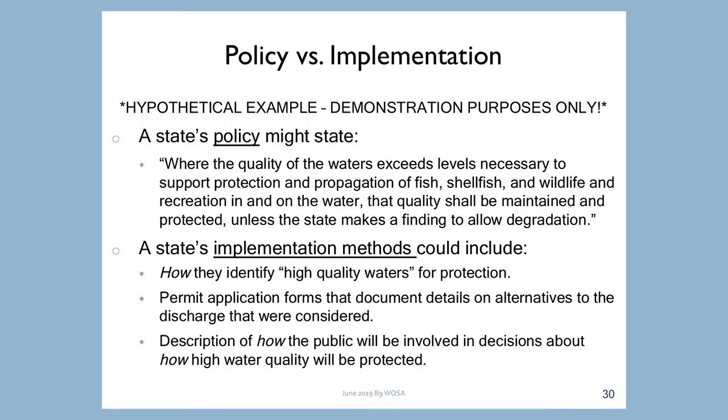Okay, policy versus implementation. Your policy would basically repeat, right here, the Tier 2 idea, but the implementation methods would talk about how you identify high quality waters. It would talk about what kind of permit application forms would be used to document your alternatives analysis. It would describe how the public is going to be involved and how the high quality water will be protected. So really, the policy is about your what. It's about your baseline. What is it that you're trying to do? Your implementation method is describing how it's going to be done.